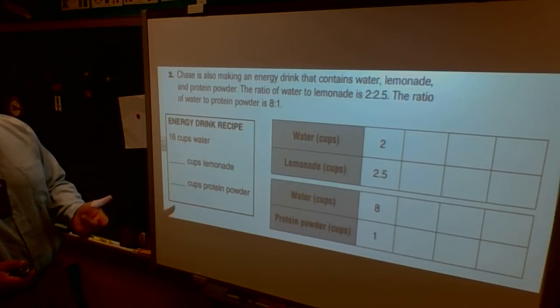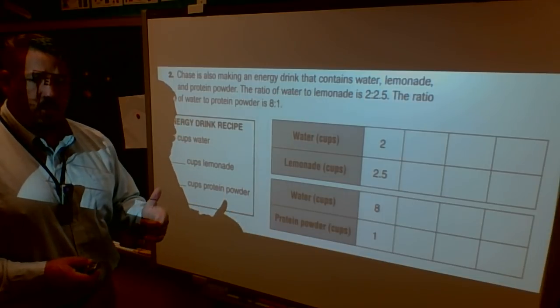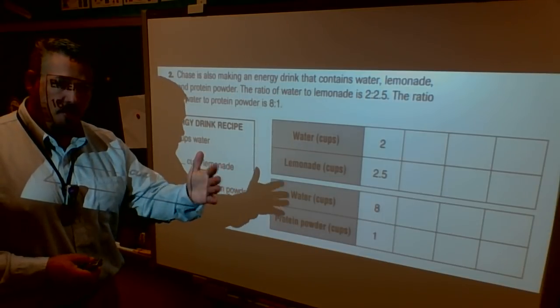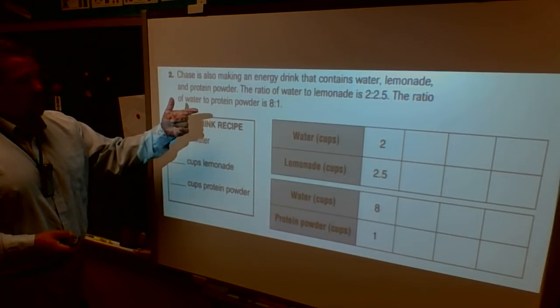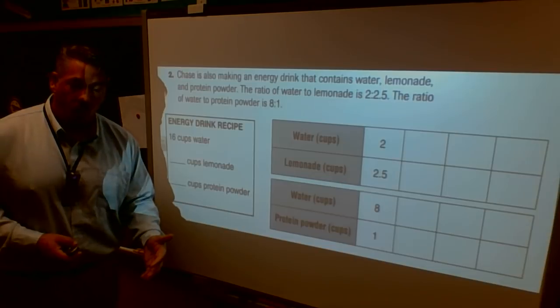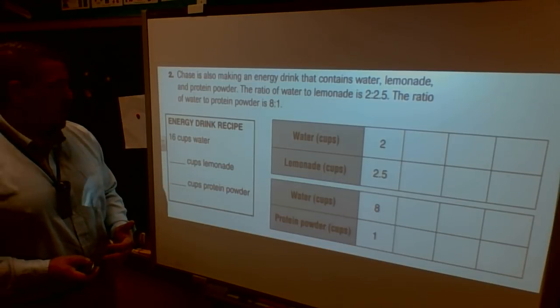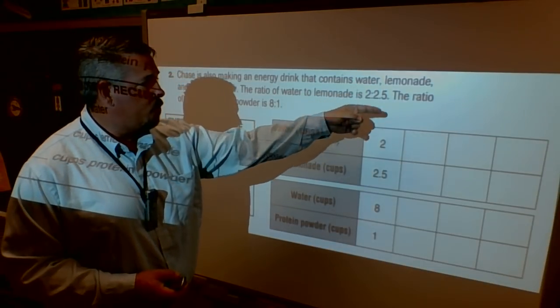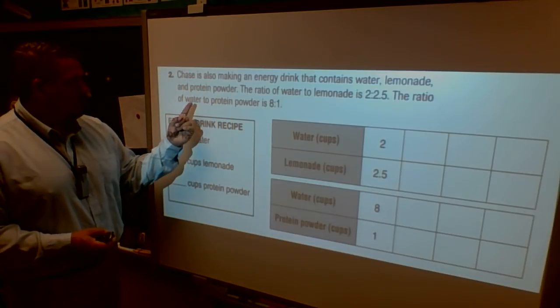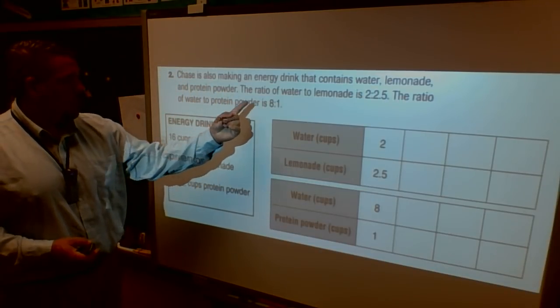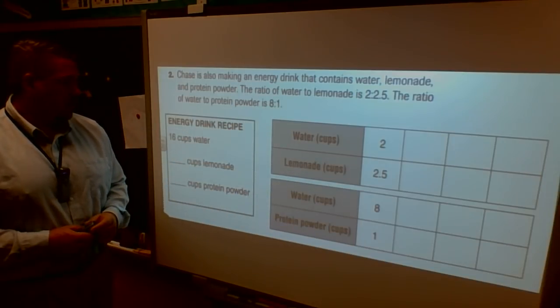Gross. The ratio of water to lemonade is 2 to 2.5. The ratio of water to protein powder is 8 to 1. What that's saying is for every 2 cups of water, I'm going to have 2.5 cups of lemonade. And for every 8 cups of water, I'm going to put 1 cup of protein powder.